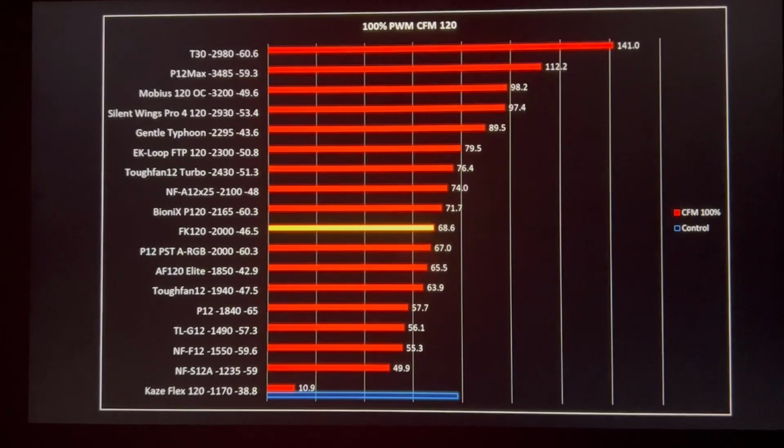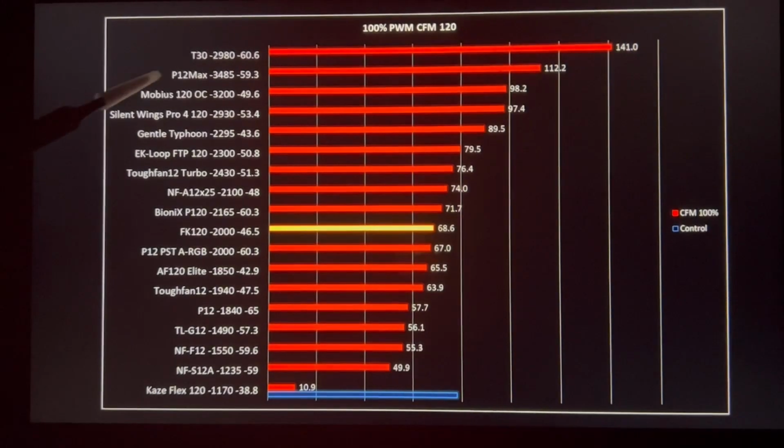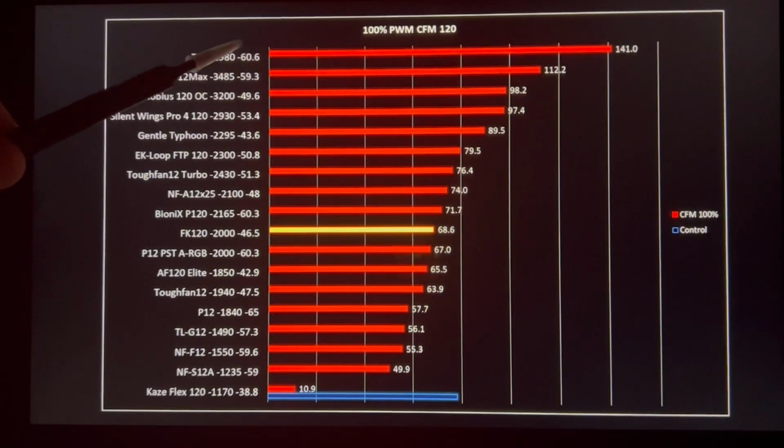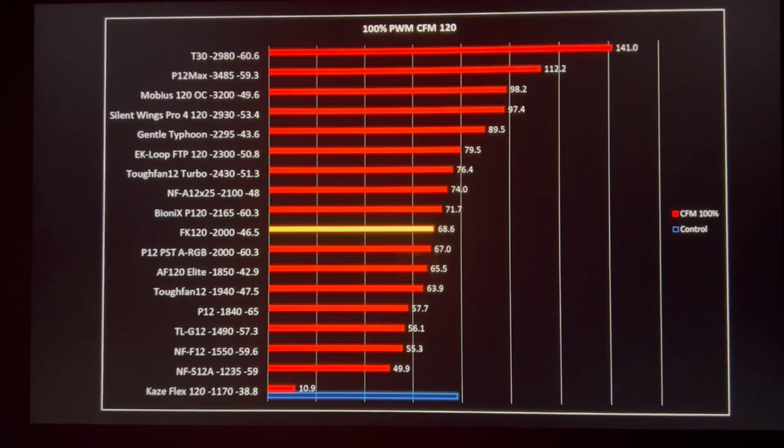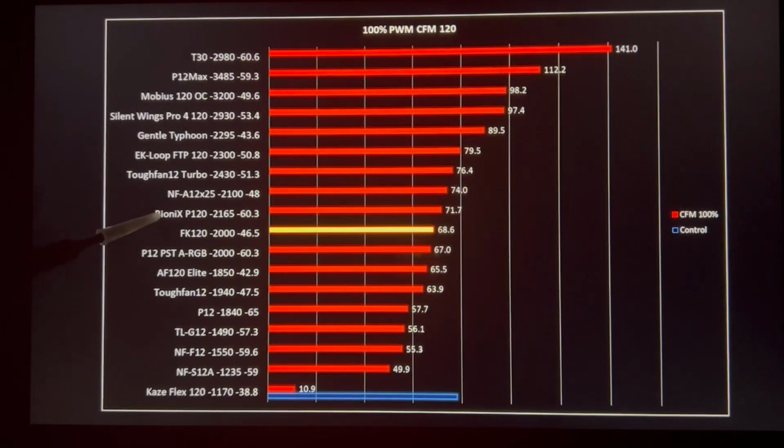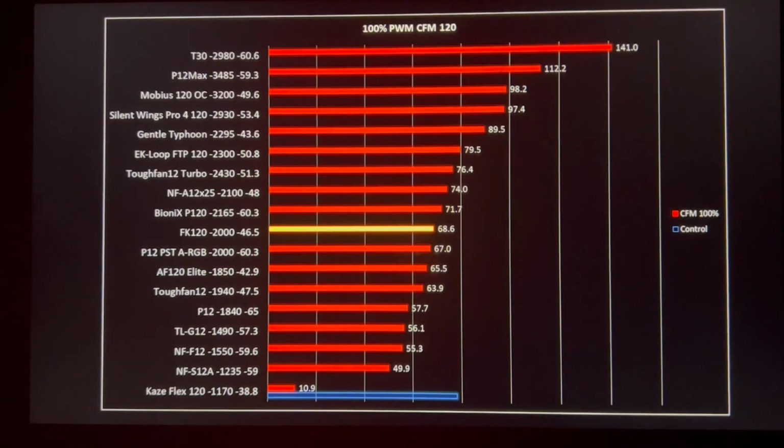Moving on up to 100% PWM fan signaling, we have the fan name, the RPM it was running at, and the noise value, and each data point has the CFM it achieved, and the FK120 is basically right in the middle of the pack. I just knocked on my microphone, I'm sorry if you got a loud burp. It's honestly not a bad value, especially for its noise value. If you look at the fans around it, the Arctic Bionics and the P12 ARGB, they're both much noisier fans. So it's honestly a good result for its noise value.